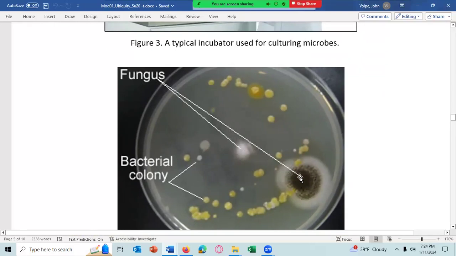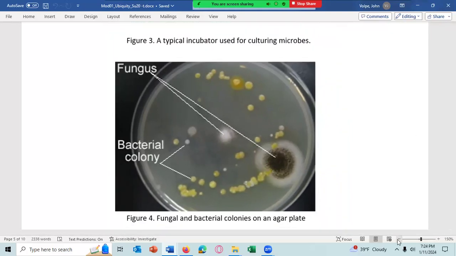That's another fungal colony. They tend to be hairy or, oh, what's the other word to use? Hairy or fuzzy looking. The bacteria colonies have distinct appearance. Any question about any of that?